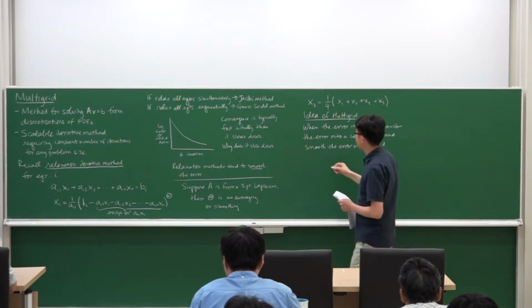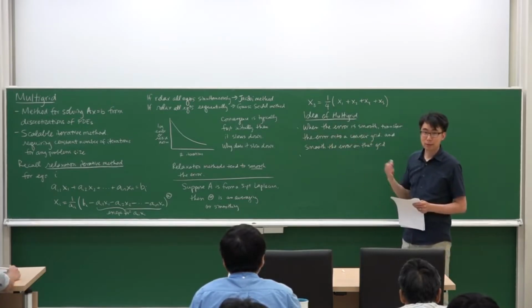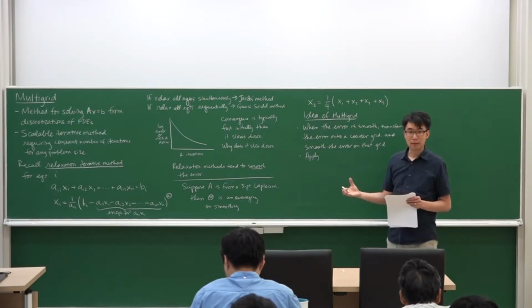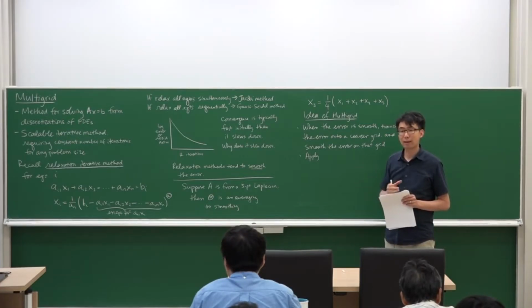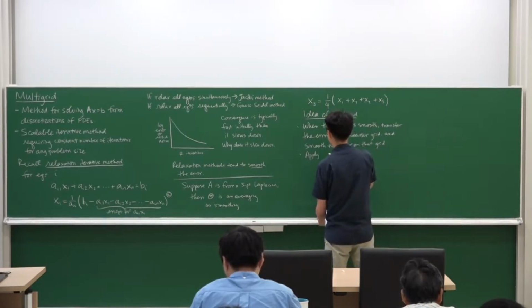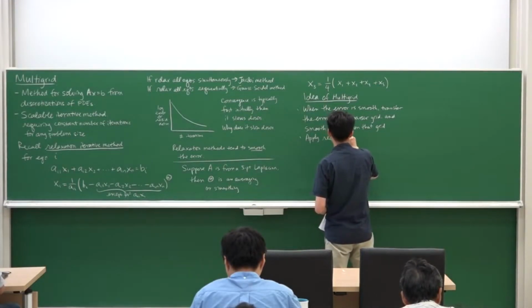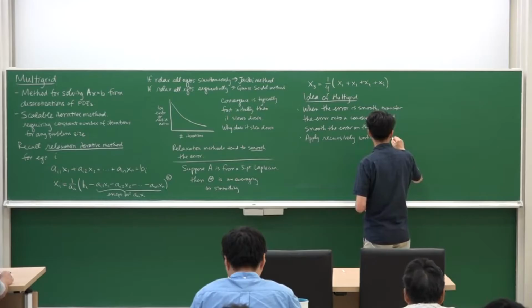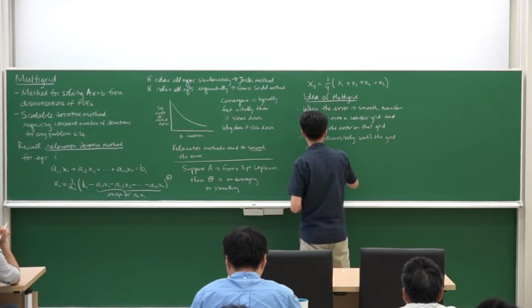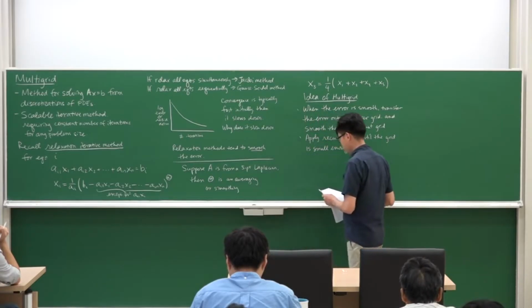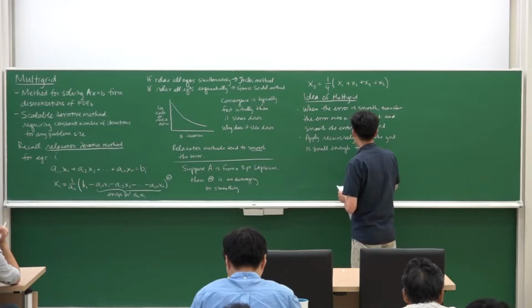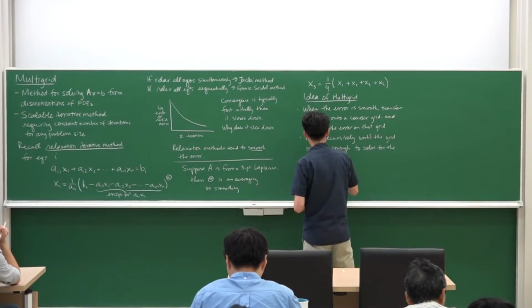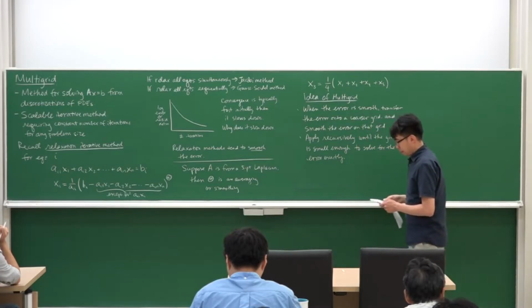Okay. And then the second idea is to apply this first idea recursively. So we're going to apply recursively until the coarser grid is small enough, and then we'll just solve exactly on the small grid. Apply recursively until the grid is small enough to solve for the error exactly on that grid.